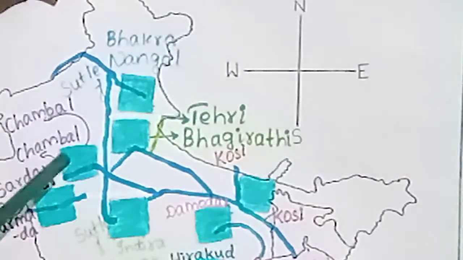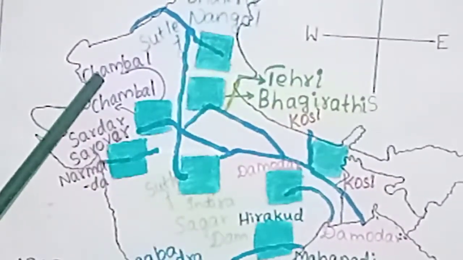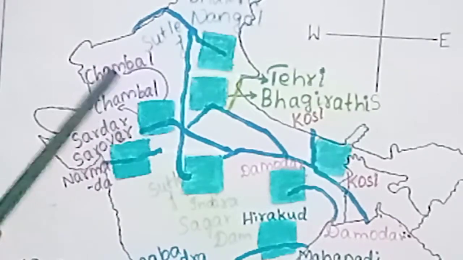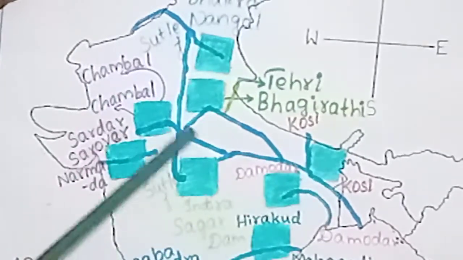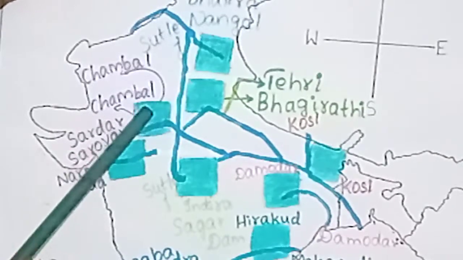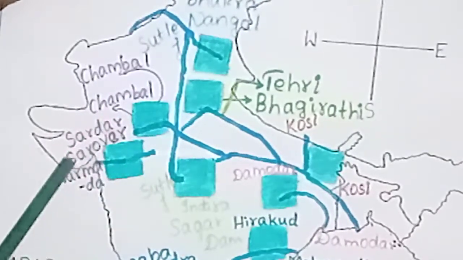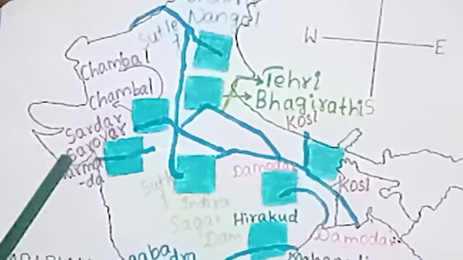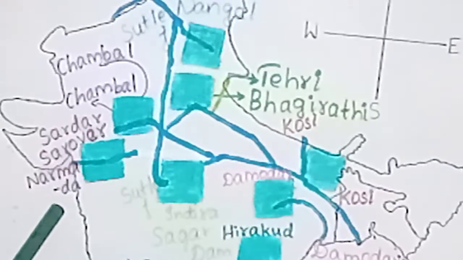Then the next one is Chambal dam. This dam is built across the river Chambal. The Chambal river is also one of the tributaries of the Ganga. Then the next one is the Sardar Sarovar project. Sardar Sarovar dam is built across the river Narmada.